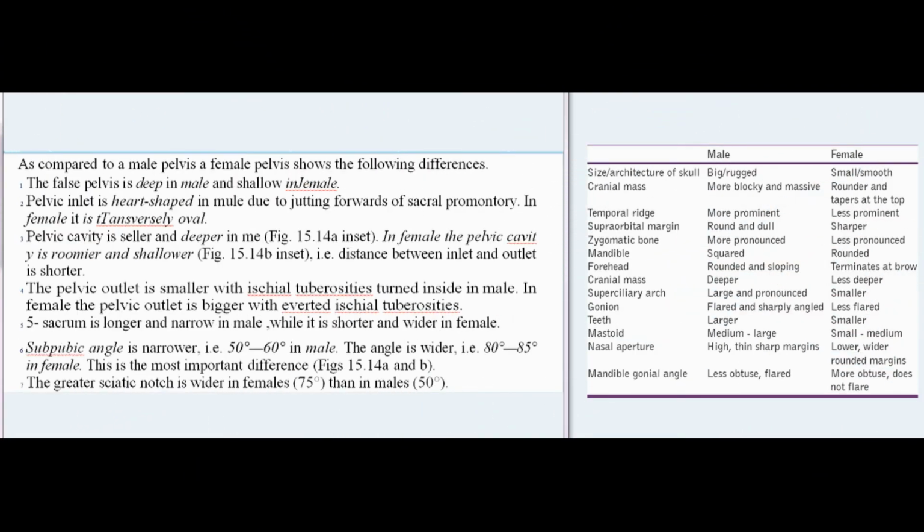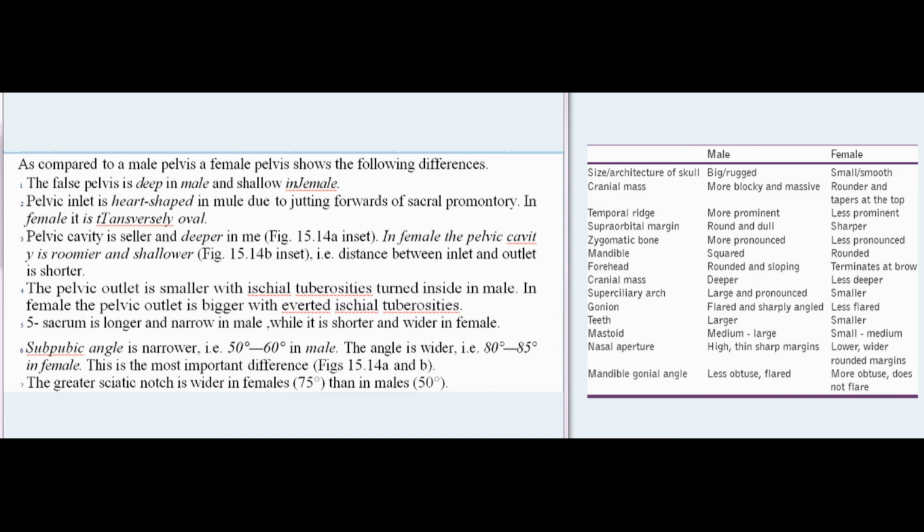Sex differences in the pelvis. The most marked of these differences are due to adaptation of the female pelvis for childbearing. Males have stronger muscles, thicker bones and prominent bony markings. As compared to a male pelvis, a female pelvis shows the following differences. 1. The false pelvis is deep in male and shallow in female.